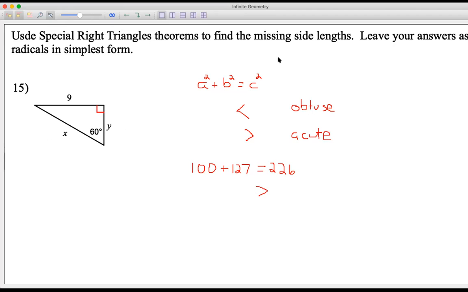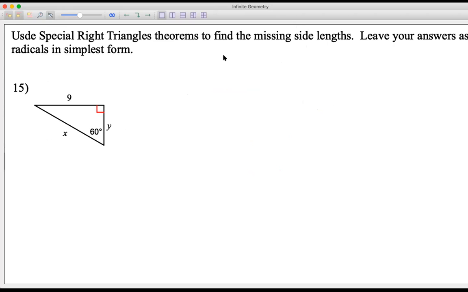Use special right triangles. We were not going to probably get to the trig stuff, but we just did the trig stuff. That should be easy. So let's talk about special right triangles. There are 2 special right triangles. There's the 30, 60, 90, and then a 45, 45, 90.